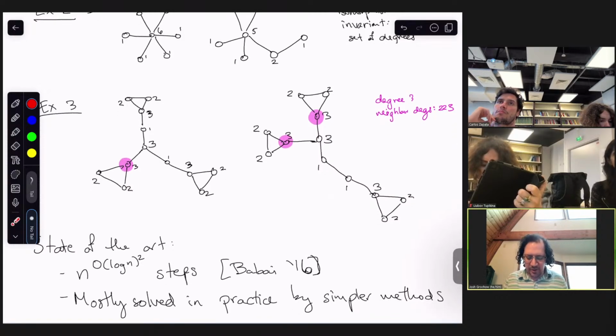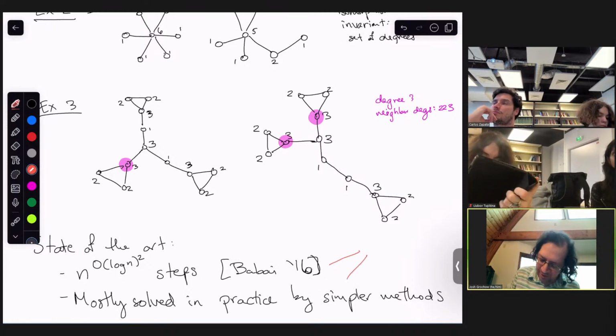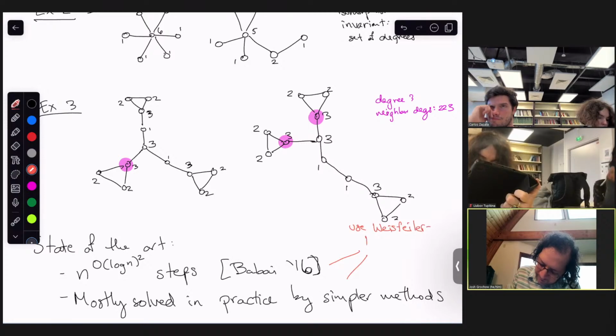The state of the art today is you can tell whether two n-vertex graphs are isomorphic in n to the log squared n steps. This was a major breakthrough by Babai a few years ago. And in practice, it is essentially solved, mostly by simpler methods, like the ones used above. But one thing I want to highlight is that in both of these, the best we know in theory and the best we know in practice, both use these coloring ideas that go back to Weisfeiler and Leman as crucial ingredients.